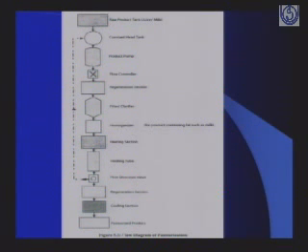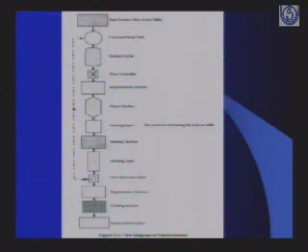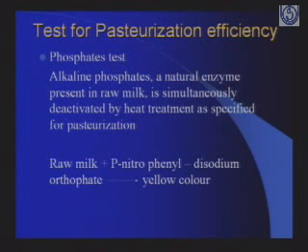If milk does not receive sufficient heat treatment, as it is given in the definition that every particle should be heated at 63 degrees centigrade or at 71.7 degrees centigrade for sufficient period of time, so there is a flow diversion valve. If milk is not heated sufficiently, it is rediverted and again it is heated. Then there is a test for pasteurization efficiency.